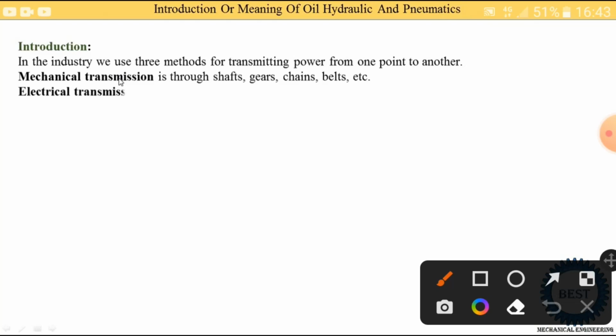Second is the electrical transmission. In electrical transmission, we transfer the electrical energy. For transmission of electrical energy, wires and transformers are used.